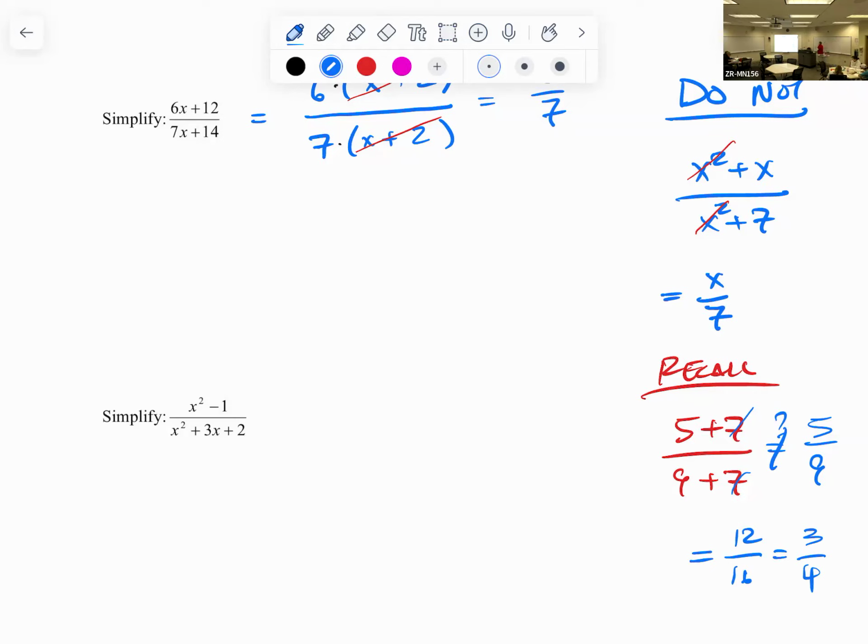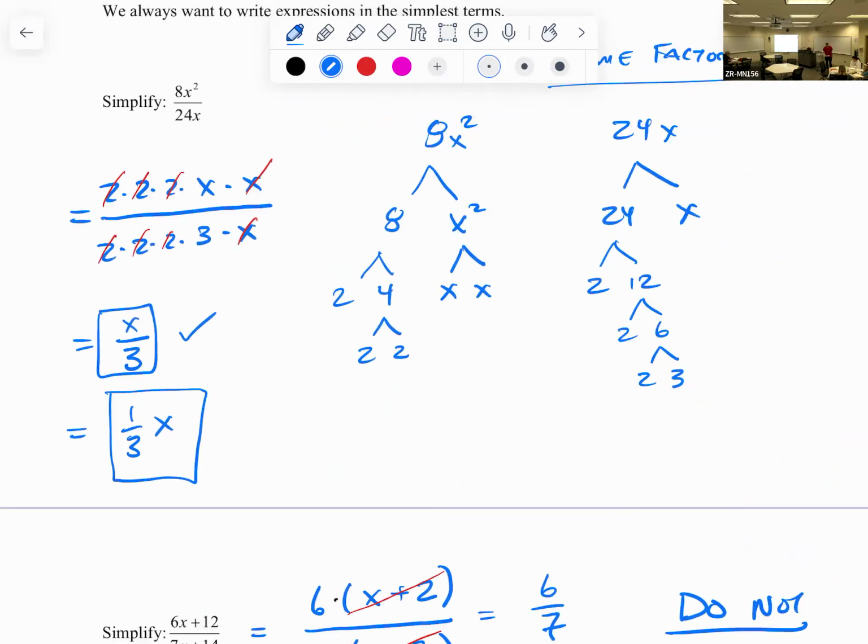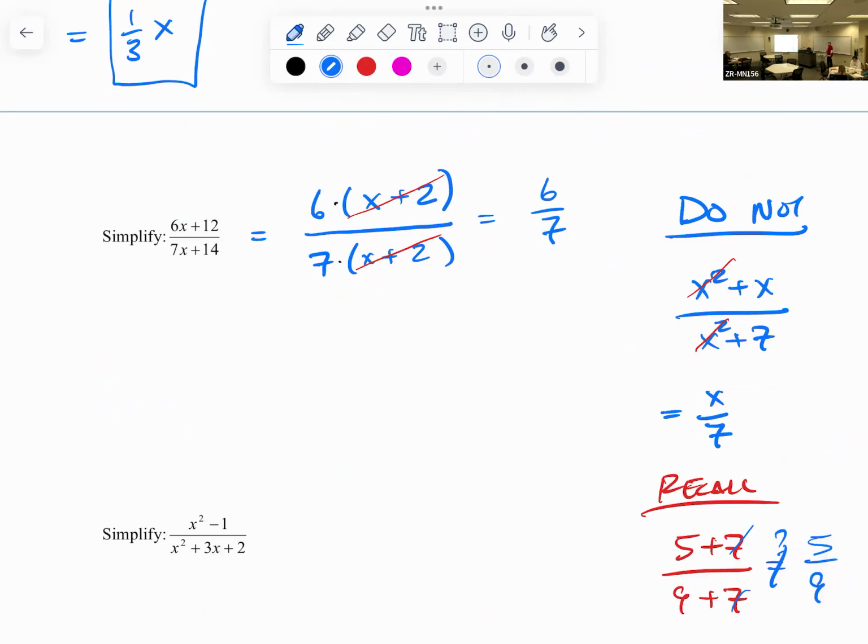But somehow when people have x's, they want to cancel. Oh, got x squared up here and x squared down here. Oh man, that made it so much easier. Okay, you cannot cancel across addition. Everything we are going to do, notice everything is being multiplied, and that's how you can cancel it.